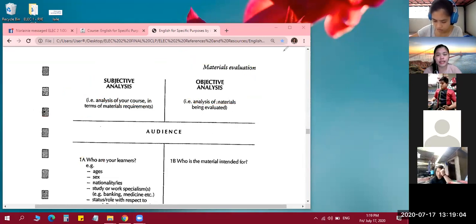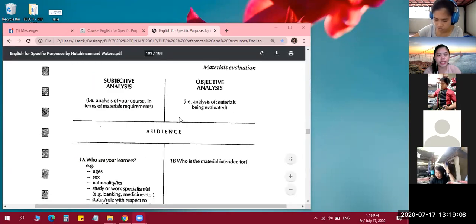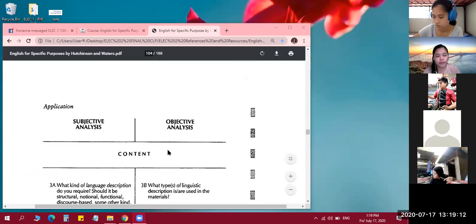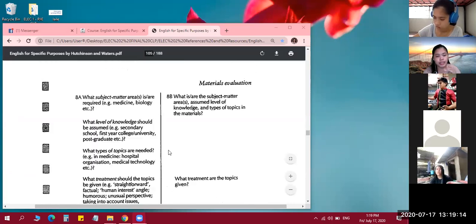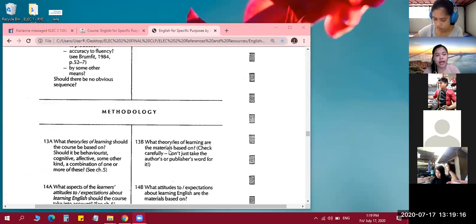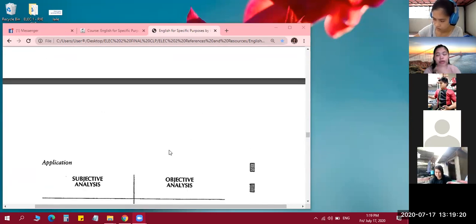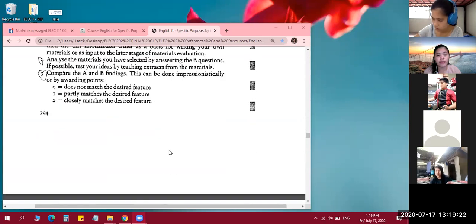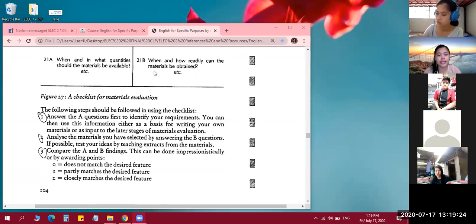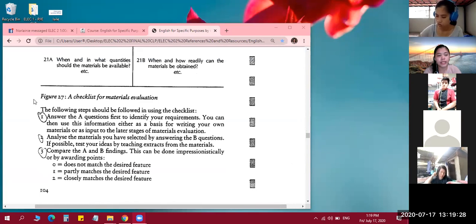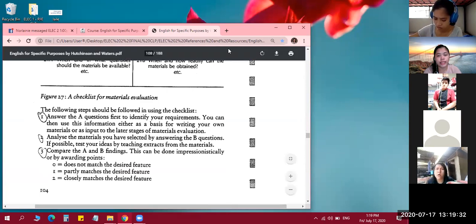Let's go over first this framework. So we have here, let's go down first a little bit. Okay. How are you going to conduct the evaluation analysis? When you have the criteria now, when you have the framework, how are you going to do that? These are the following steps that you are going to use or utilize.